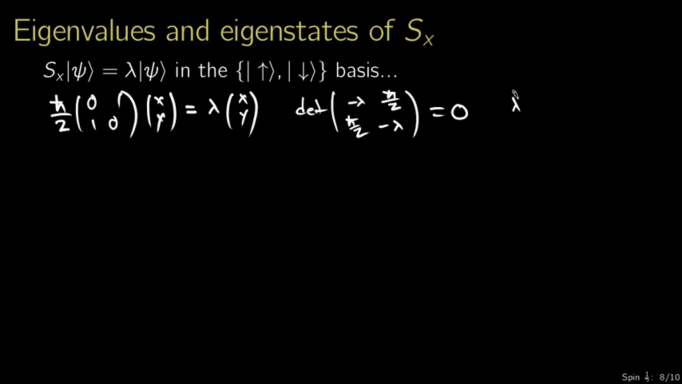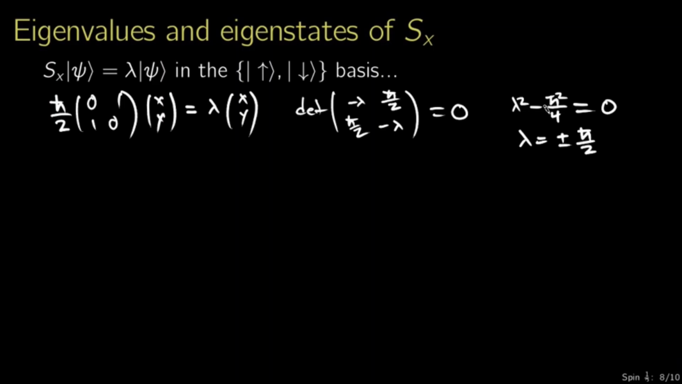So we get lambda squared minus h bar squared over 4 is equal to 0. This is very easy to solve for lambda. We get lambda equals plus or minus h bar over 2. So those are our eigenvalues. This should not be terribly surprising. We chose the z component of the angular momentum more or less capriciously, so we should end up with the same sort of behavior if we had chosen the x component of the angular momentum.